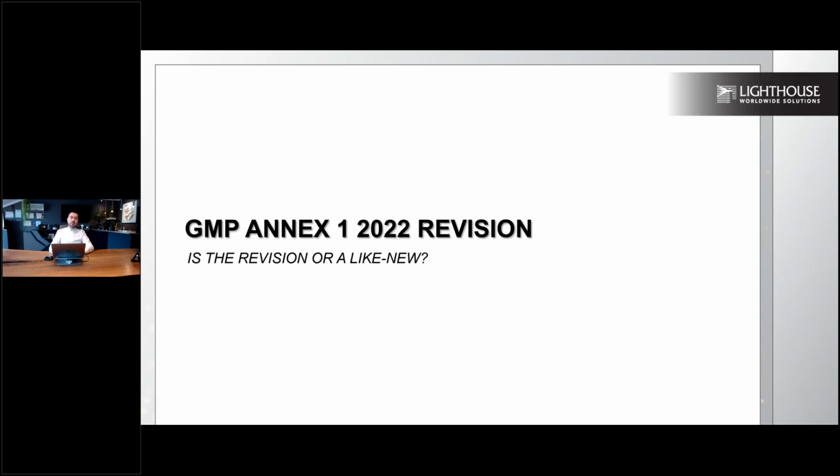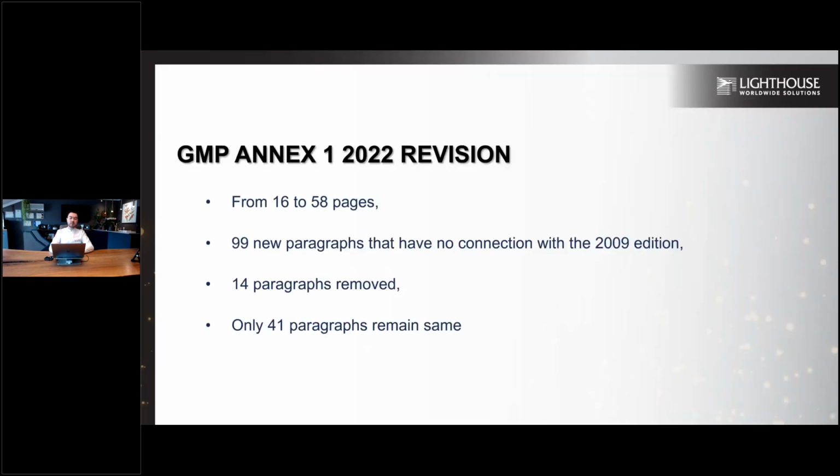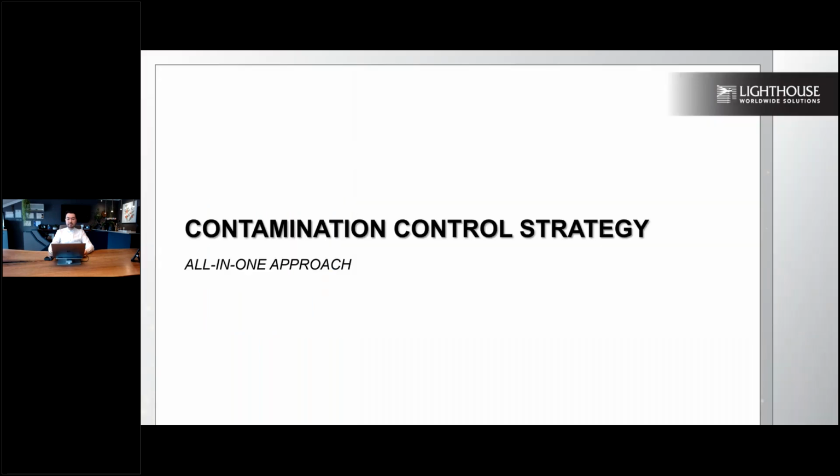Okay, let's start. One of the main discussions about the new GMP Annex 1 is whether it is a revision or a new document. The main reason is that this document goes from 16 pages to 58 pages, and 99 new paragraphs have been added into the new version, which weren't existing in the 2009 edition. And 14 paragraphs were removed and 41 paragraphs remain the same. So in general, most of the things related to this industry regulation are changed.